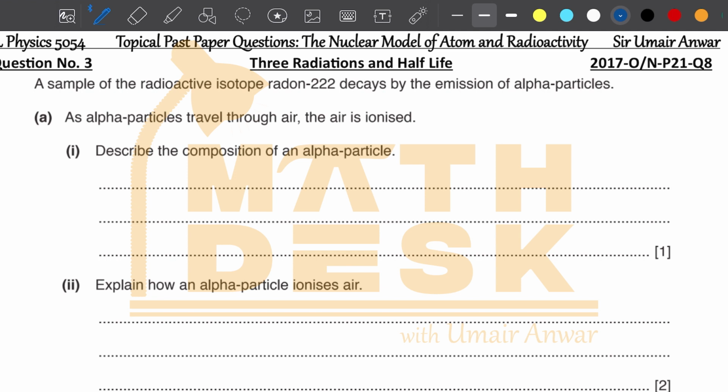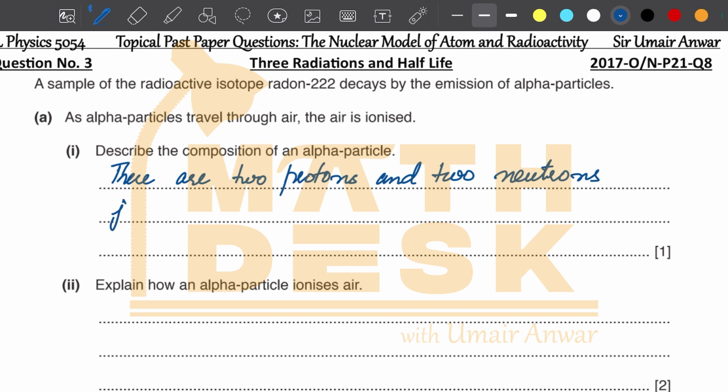So the composition of an alpha particle is there are two protons and two neutrons joined together in an alpha particle.